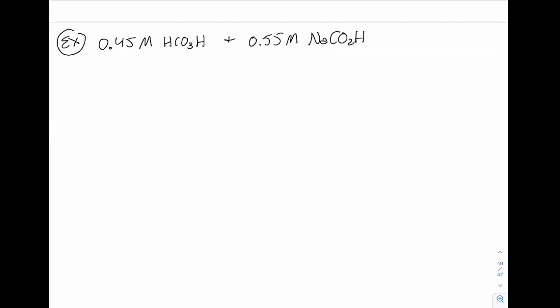So I'm going to start by just recopying down the last example that we did in the previous video. So we had a buffer solution, and I'm just going to write down part of it. It contained 0.45 molar formic acid and 0.55 molar sodium formate. Again, we didn't care about the sodium ions, so if it's easier, you can just ignore that and think about formate ions. We said that the Ka of formic acid was equal to 1.8 times 10 to the negative fourth molar.